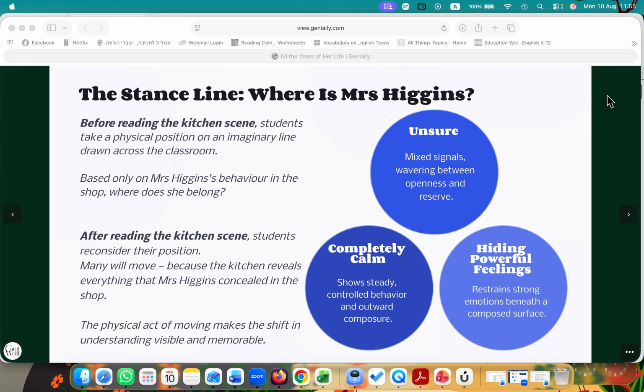Before the kitchen scene, draw a line in your classroom. Students take a position on a line. Is Mrs. Higgins completely calm? Is she hiding powerful things? Or are they unsure? This activity keeps her emotions from being reduced to a simple calm or upset choice. Students can show degrees of feeling. After reading the kitchen scene, let them reconsider and move. Many may shift, and that visible movement helps the change in understanding stick.